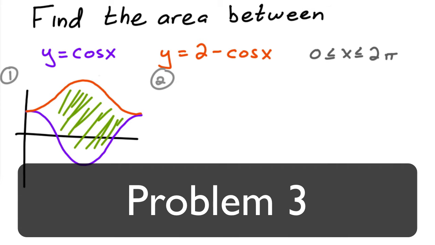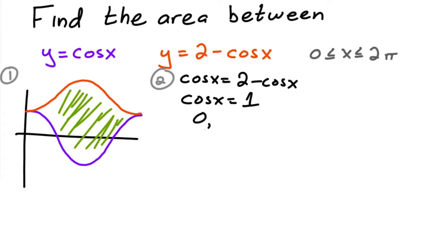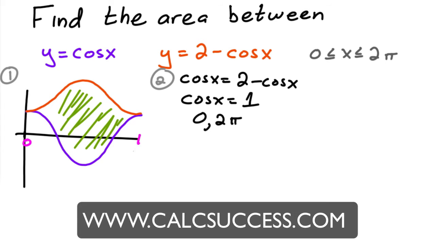Okay, so here we have our two functions, cosine of x, which is down here, and 2 minus cosine x, which is up here. And we set these equal to each other. And so you get, if you move the cosine over and then divide by 2, where is cosine of x equal to 1. And so that's equal at 0 and 2 pi. But you probably already knew that from looking at the picture. This is 0 and this is 2 pi.